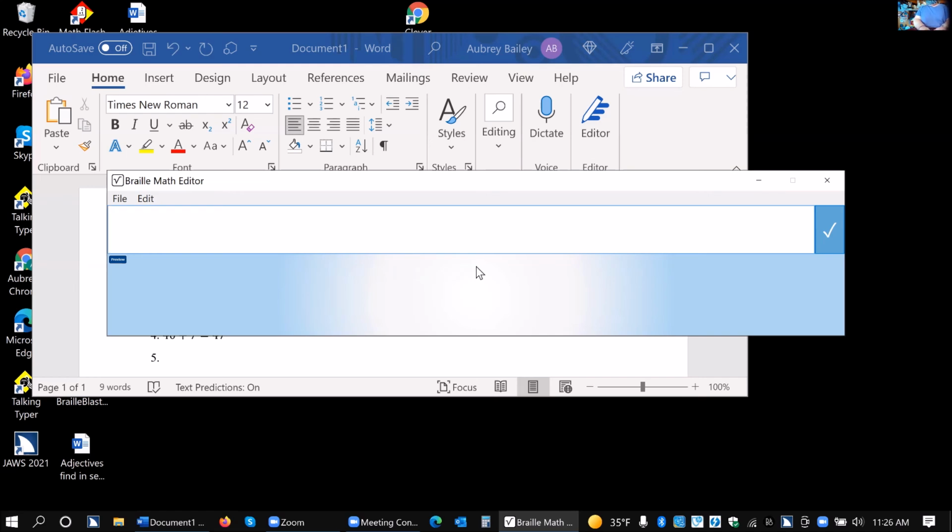Period. 50 plus 8. Dots 2, 6. Dots 3, 5, 6. Dots 3, 4, 6. Dots 2, 3, 6. Space. Nice. Dots 1, 2, 3, 4, 5, 6. Dots 1, 2, 4. Dots 1, 3. Excellent. Okay. Space. What is 50 plus 8? Good. Dots 2, 3, 6. And enter. Space.